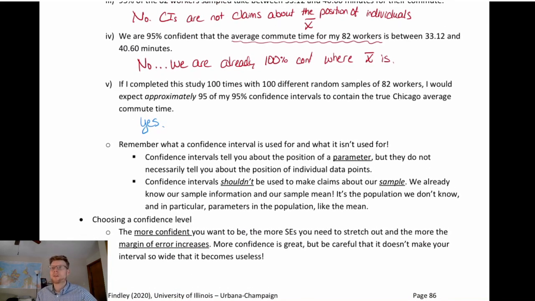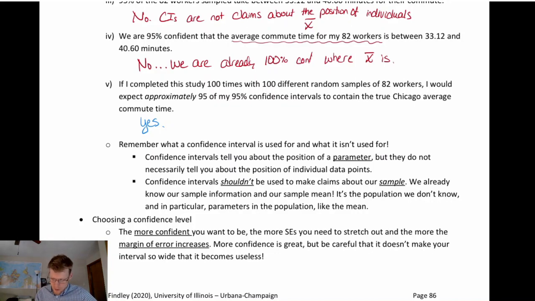So just some reminders. We already said this. It's a statement about the position of a parameter, not a statement about the position of individuals. It shouldn't be used to make claims about our sample as well. So we're not making a statement about where x bar is. We're making a statement about where mu is, this thing that we don't know.